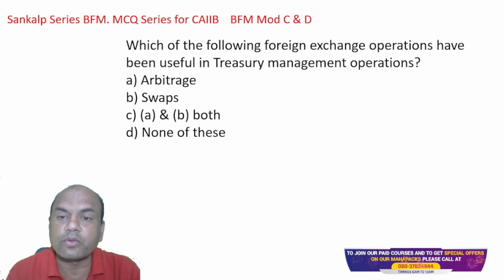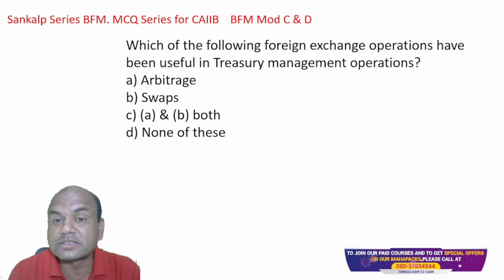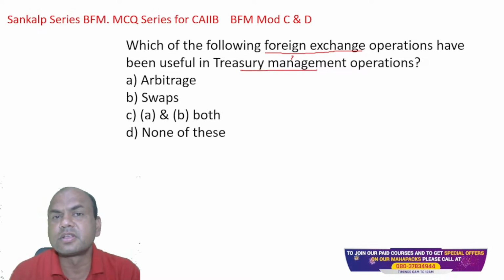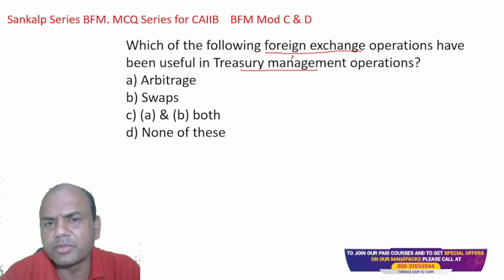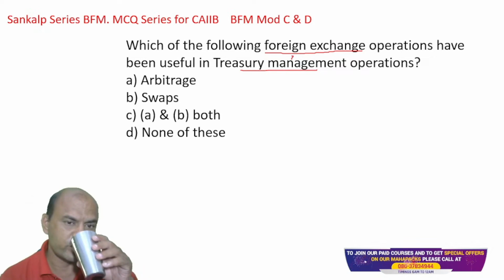Which of the following foreign exchange operations have been useful in treasury management operations? So which of them have been useful in treasury management? Arbitrage, swaps, A and B both, and none of these. Now I'll tell you one thing. Firstly, give me the answer. Then I'll tell you where the loopholes are.